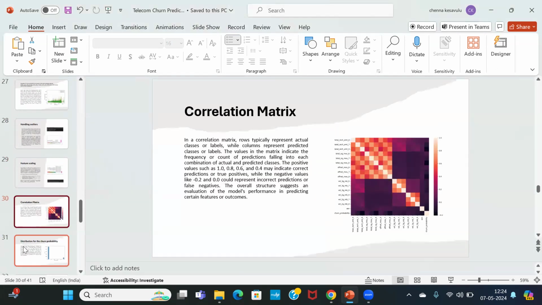Next slide. Yeah, so next is the confusion matrix. In this, rows are typically represented with the actual classes or labels, while columns represent predicted classes or labels. And the overall structure suggests an evaluation of the model's performance in predicting certain features or outcomes. Next slide.